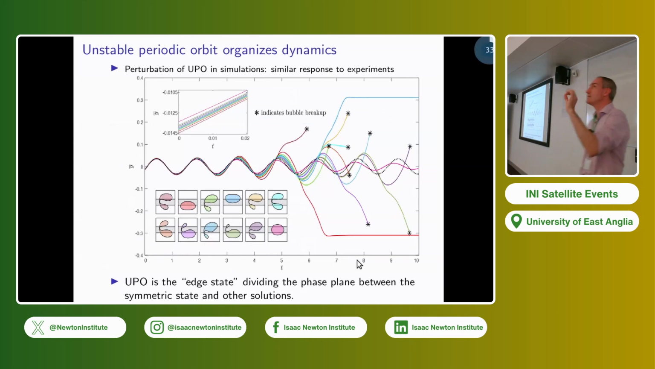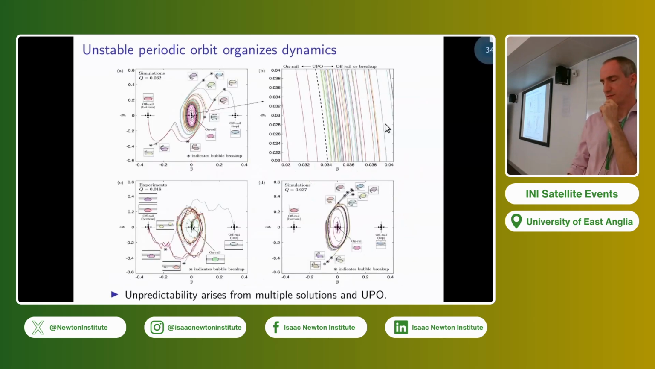But if we now start perturbing this unstable periodic orbit in the simulations, we get essentially the same response as the experiments. It starts off initially the same, and then it can go to the asymmetric solutions or to break up. We just stop the simulations when the bubble starts to intersect itself rather than breaking up. So we claim that this unstable periodic orbit is the edge state dividing the phase plane between the symmetric state and the other solutions. And the phase plane picture is like this.